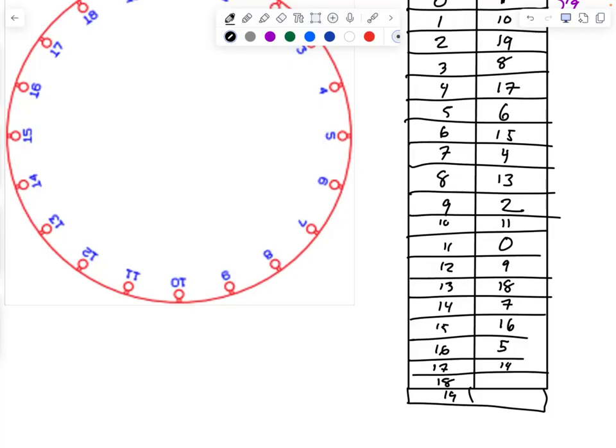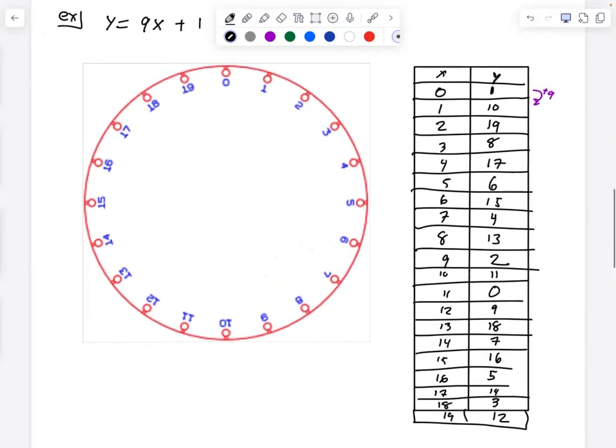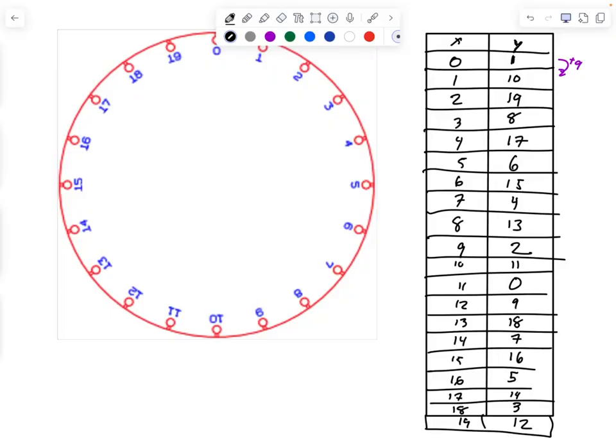So 0, 1. 1, 10. 2, 19. 3, 8. 4, 17. 5, 6. 6, 15. 7, 4. 8, 13. 9, 2. 10, 11. 11, 0.